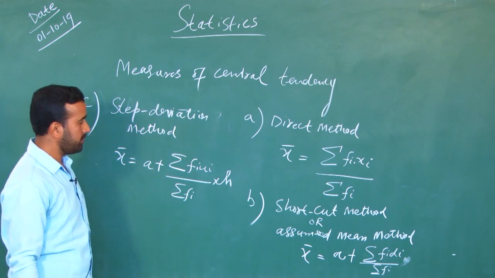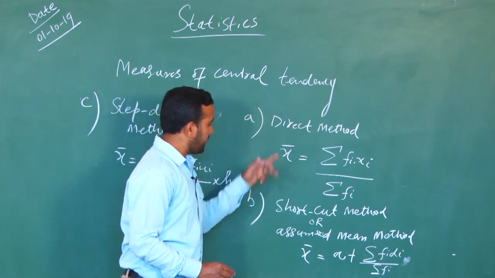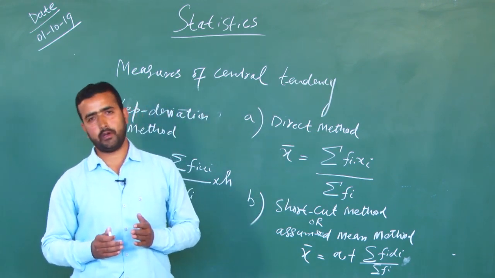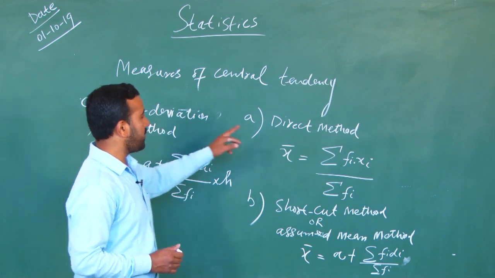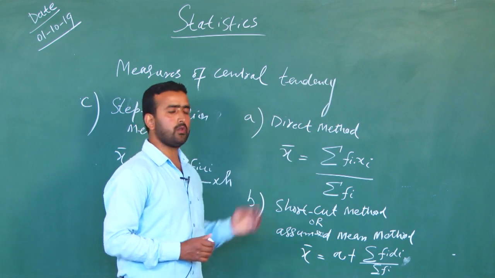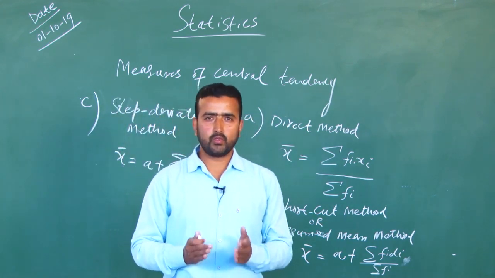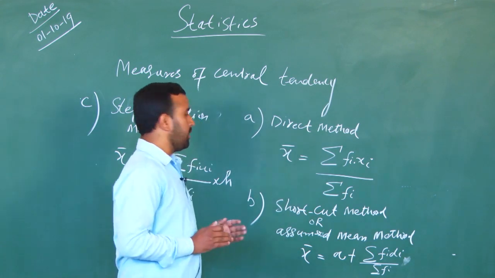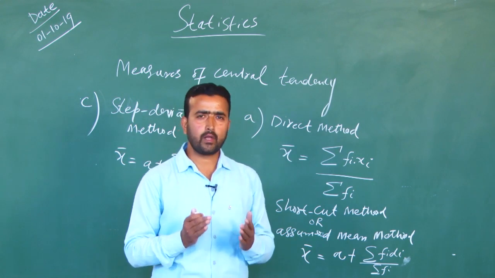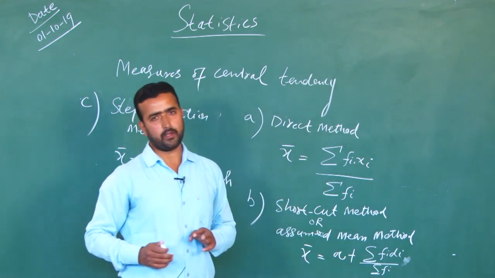Why do we use the different methods, that is the direct, shortcut and step deviation methods, for the calculation of the mean of the data? First, if the data values are simpler and not too large, then we can easily go for the direct method. And if the data values are larger, in that case we can reduce the given data and go for the step deviation, shortcut or assumed mean method.